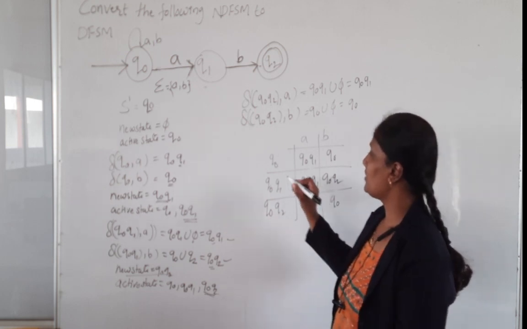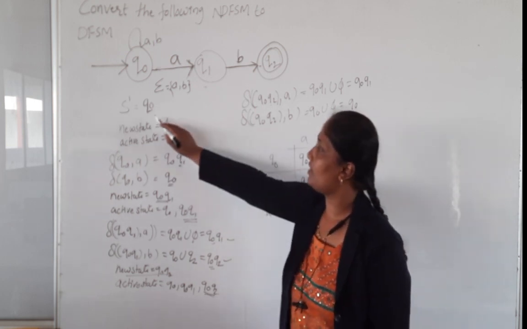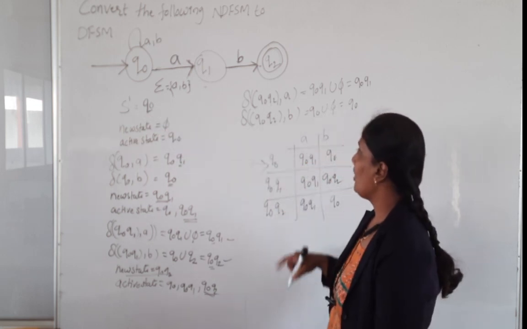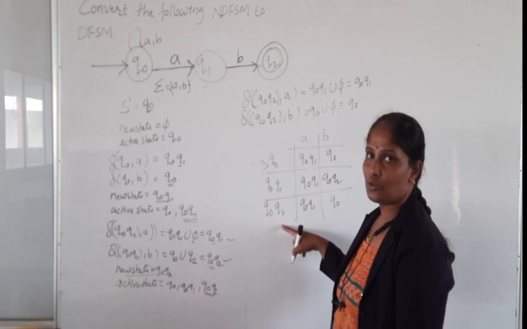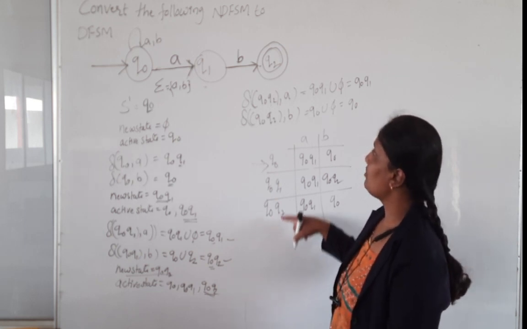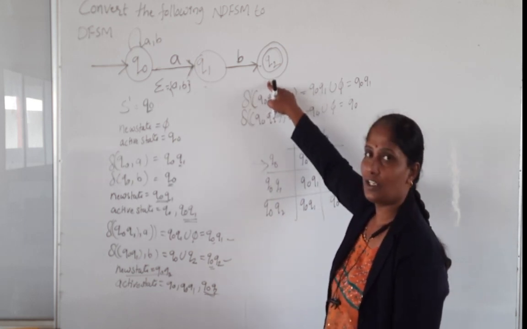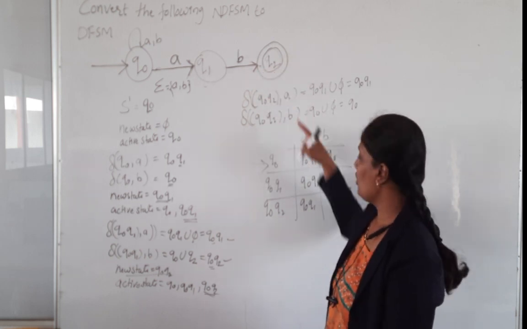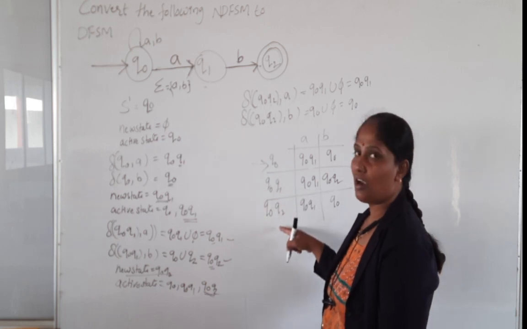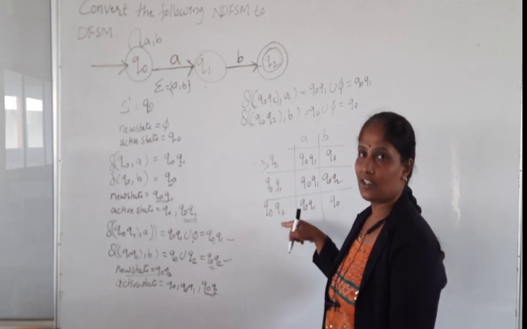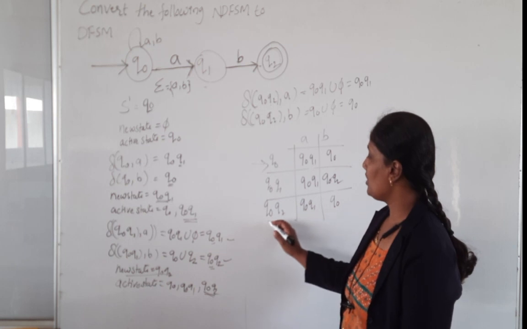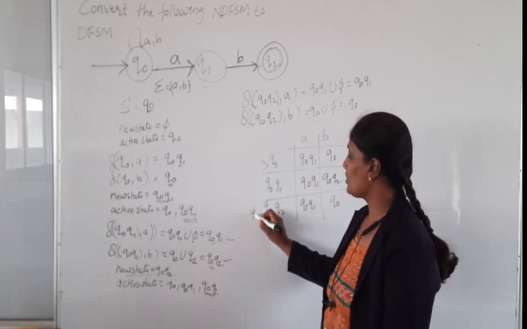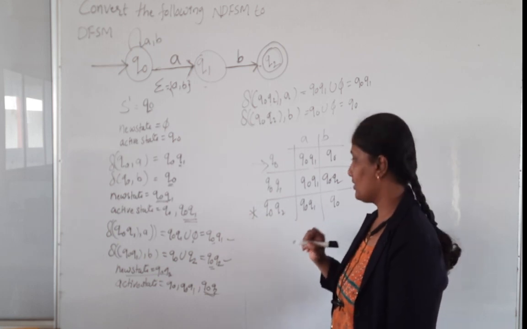Next, I should mark the start state. So what is my start state? The S dash is my start state. So Q0 is my start state here. And the final state I should recognize here. The final state is based on the final state given in the NDFSM. So the final state of the NDFSM is Q2. So wherever Q2 is a part of the state, all those states are considered final states. So here I have a Q2, so I will make this a final state. The star indicates it is a final state.